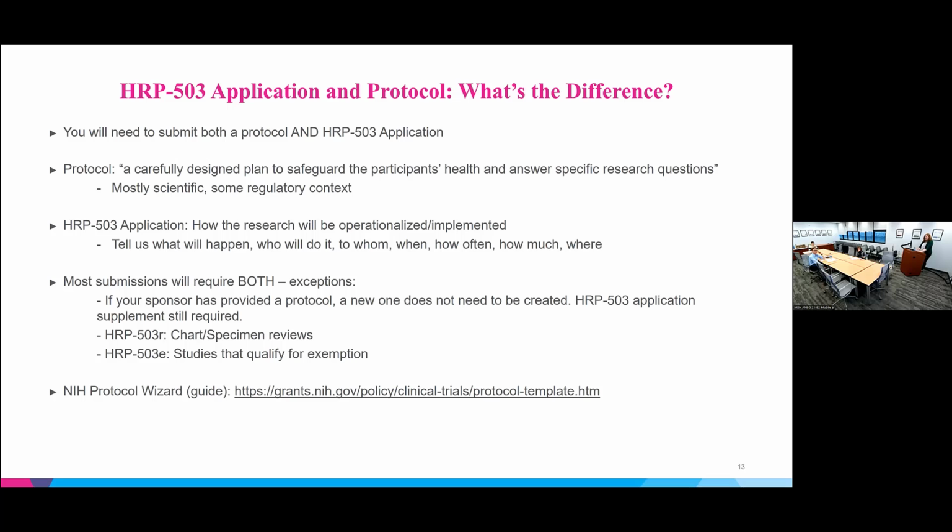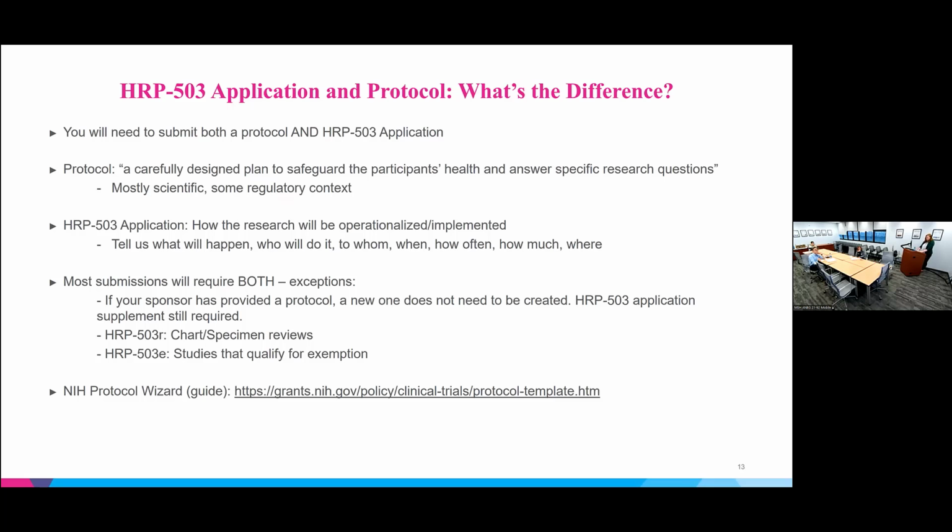If you're putting together a study that's strictly a record or specimen review, we have a specific HRP 503 template for that called the HRP 503R. When that application applies to your study, it does not require a separate accompanying protocol. It asks more detailed questions regarding the sources of your data, the types of data you'll be collecting, and how you'll be protecting it. Because it is specific for these types of studies, it is standalone. It serves as the protocol on its own.